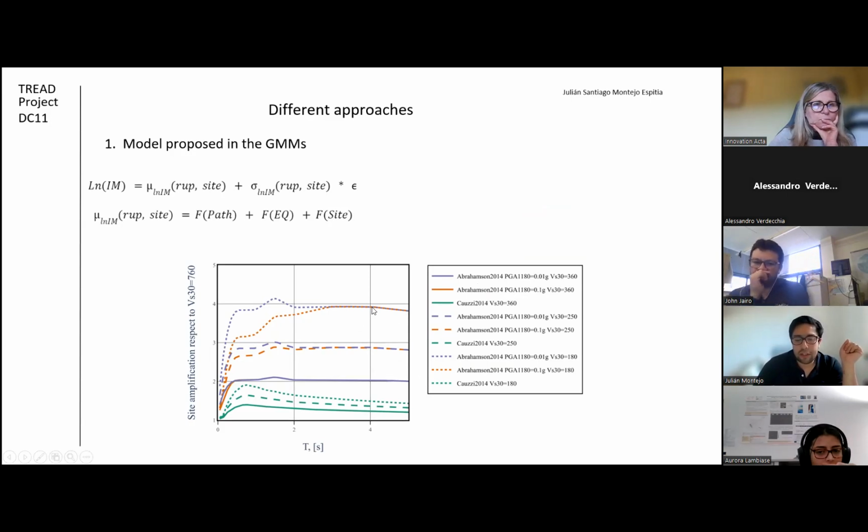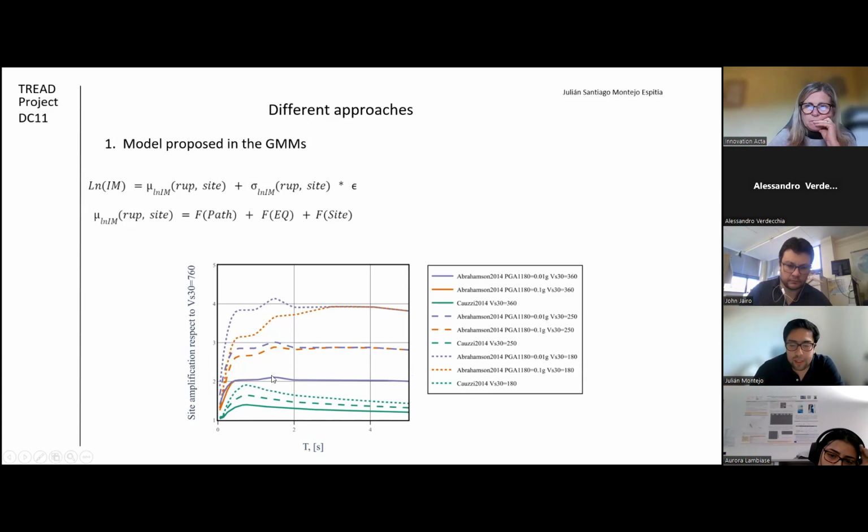Here we have three different ground motion models and three different site conditions. If we look at the continuous lines, they are amplifications from different models with the same Vs30 values. So for the same soil condition, we have very different values of the amplifications.